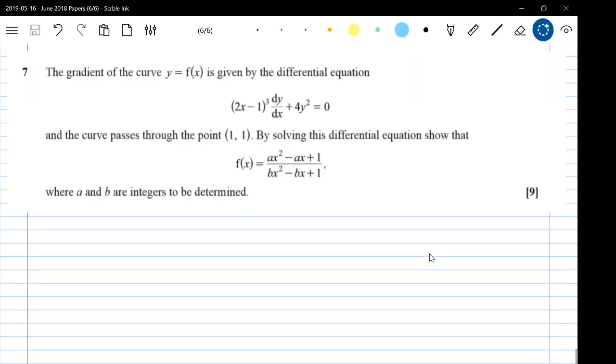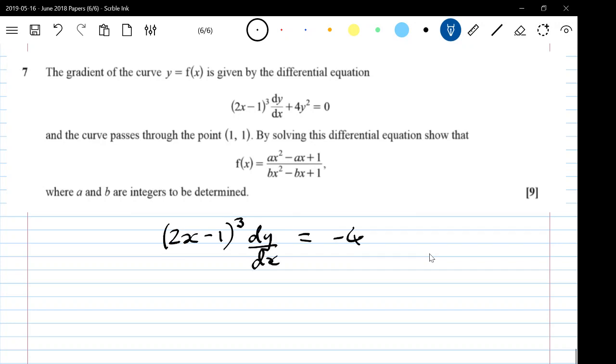Question 7. The gradient of a curve is given by that differential equation, and it passes through the point 1, 1. By solving the differential equation, get that particularly horrible looking answer. Right, it is a differential equation, although it's written not how we often have them presented. So what we want with differential equations is we want to have just the two sides of the equation. So our first move is going to be to write that.